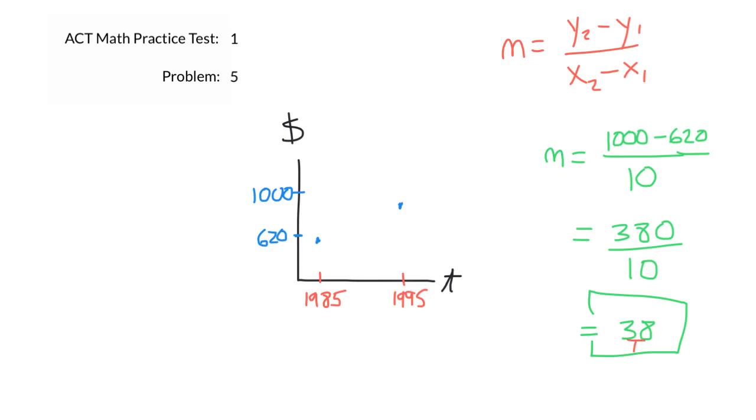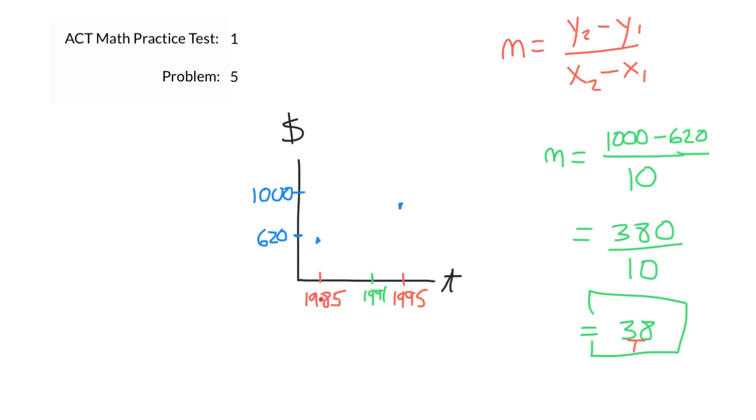Now, what does that mean? It's rise over run, correct? So that means for every 1 year over, the cost increases $38. For every 1 year to the right, the cost goes up $38. Okay, so if we want to figure out what was the cost of this family's clothing in 1991, well, that's right here. 1991 is right here.